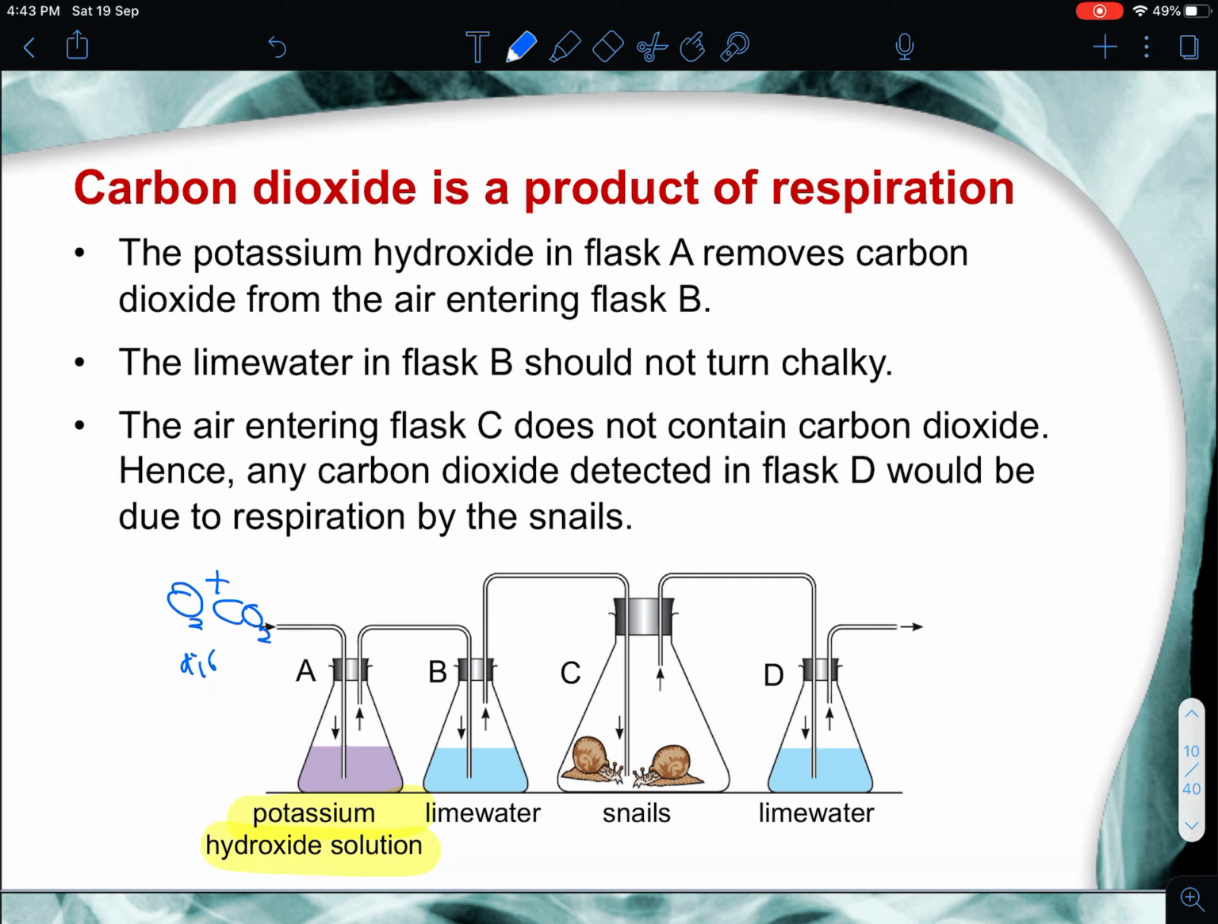Potassium hydroxide solution will take in all the CO2, leaving just oxygen only. As oxygen enters into B, there are no other air components, therefore oxygen will then flow to C. Your snails will breathe in oxygen and produce CO2 through the process of respiration, and therefore CO2 is then channeled into D. That's why the lime water would turn chalky, or a white precipitate will form with effervescence, indicating that respiration has occurred.